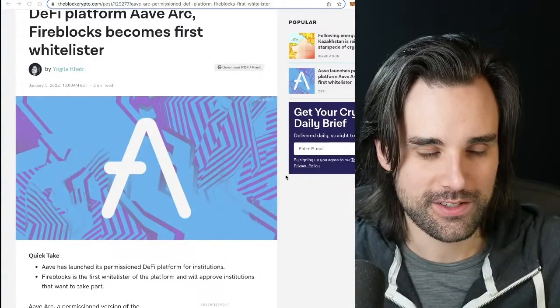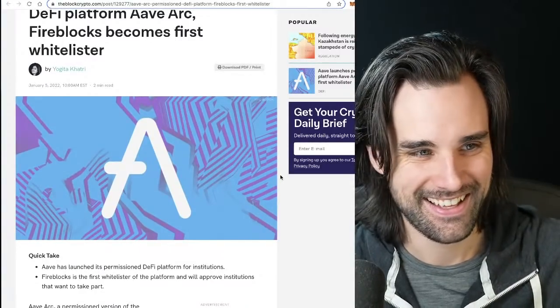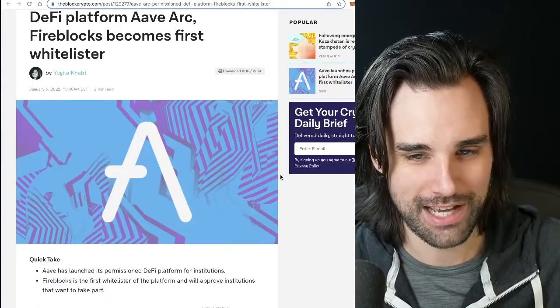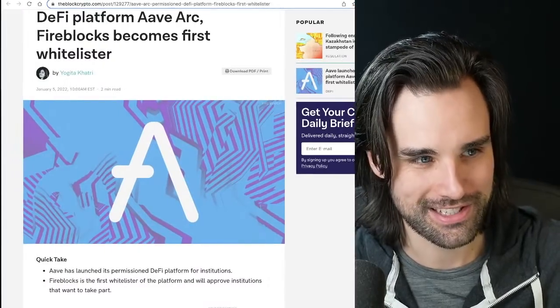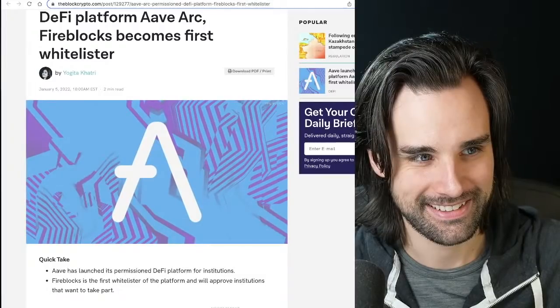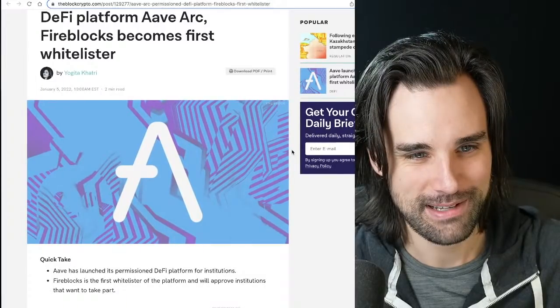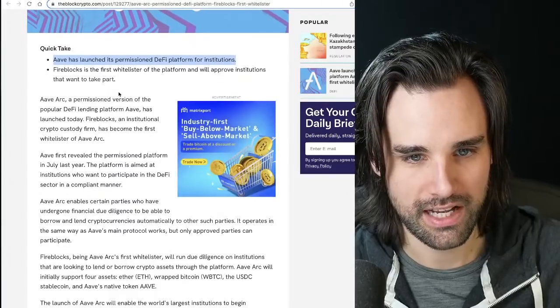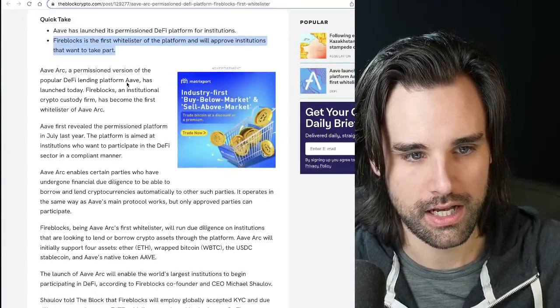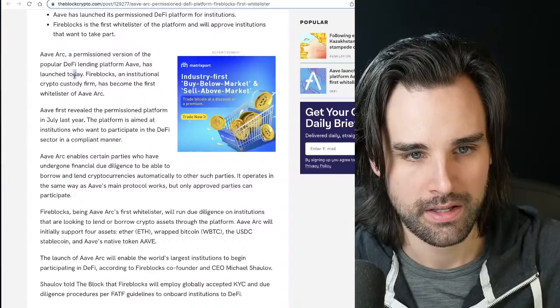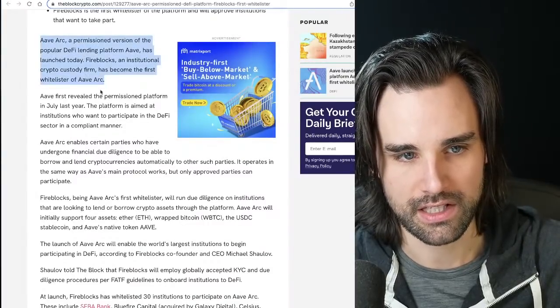I know permissioned DeFi is a pretty interesting term, but let's take a look at this. So Aave has launched its first permissioned DeFi platform for institutions. Basically, it's a permissioned version of the popular Aave lending platform.